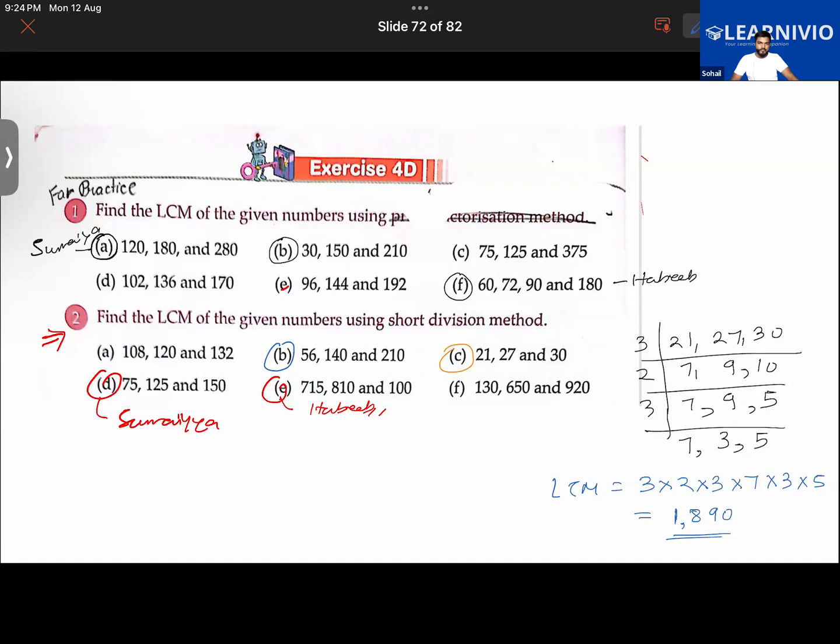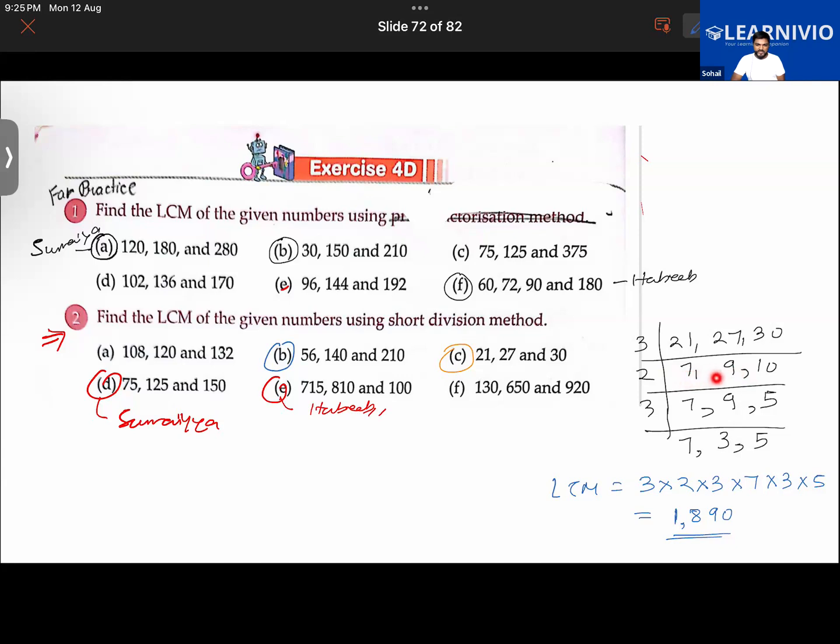Wait, sir, I didn't understand, in the example, the 3, 2, and 3. Okay, see what we have done now. First of all, we have the numbers 21, 27, and 30. Now we will try to find a number that will divide all of them. So 3 is a number that can divide all of them. All three numbers are divisible by 3. Then you have 7, 9, and 10.